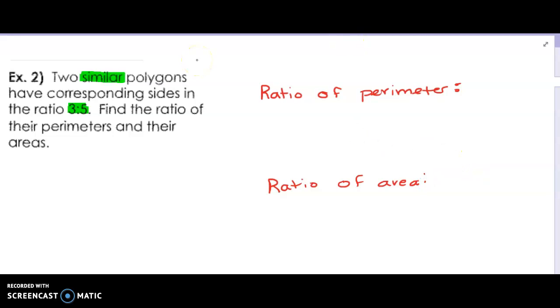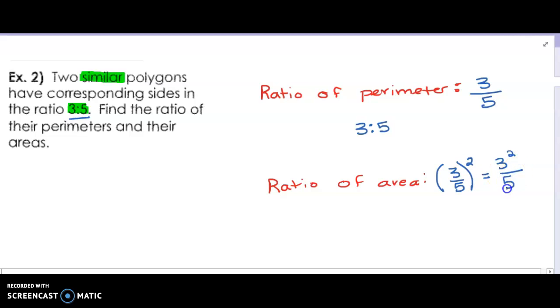All right, so hopefully you've already attempted this. The ratio of the perimeter is the same as the ratio of the sides, which is just 3 to 5. Now the ratio of the area, we use the ratio of the sides, but we must square it. And remember, when we do that, we have to square the numerator and we have to square the denominator. So 3 squared is 9 and 5 squared is 25. So the ratio of the area is just 9 over 25.